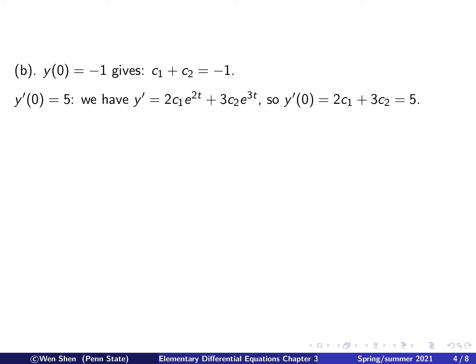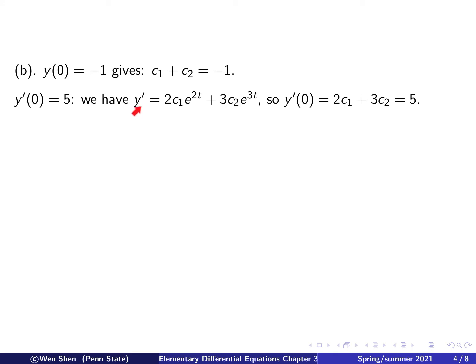Okay, so now we have the initial condition. Let's fit in. So first condition is y(0) is -1. So we put t equals 0, and the left-hand side we just get C1 plus C2, which shall be -1. And the second condition is y'(0) equals 5.